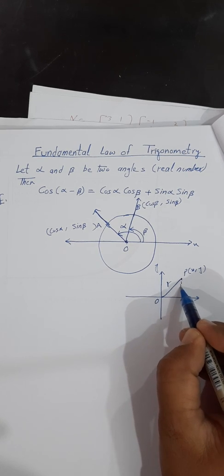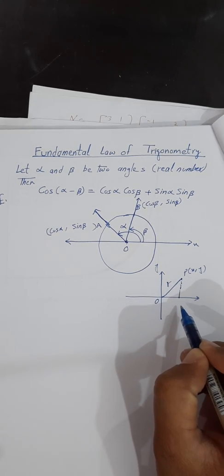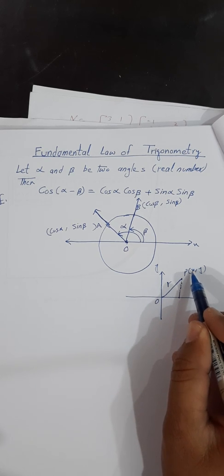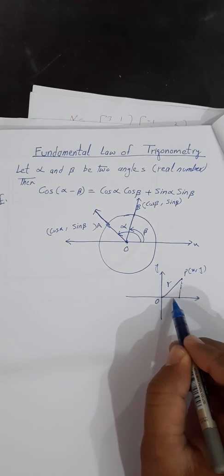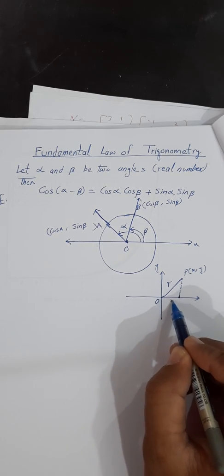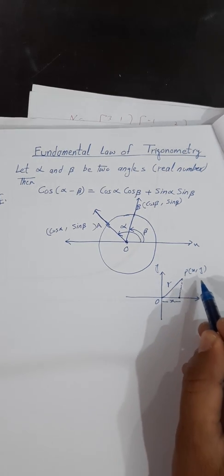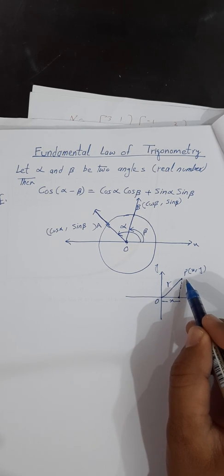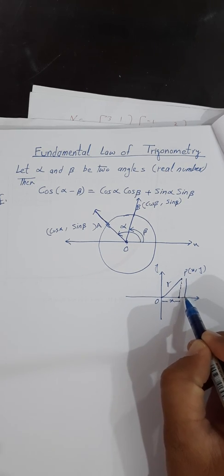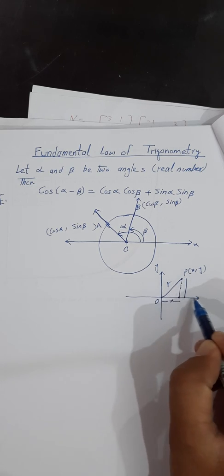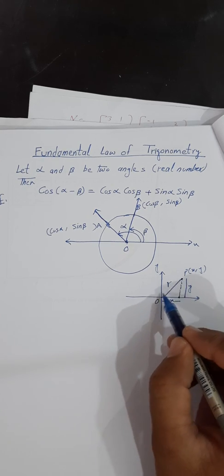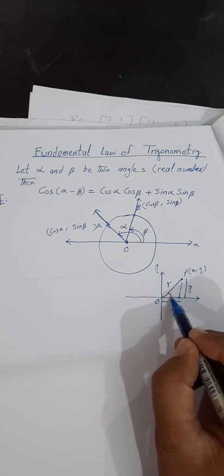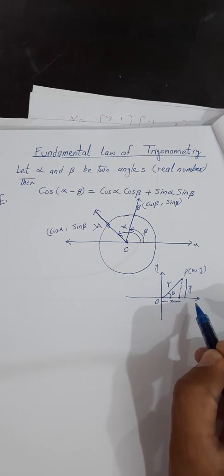If we draw a perpendicular on the x-axis, then what is meant by this point xy? What is this x? Actually, this is the x coordinate. X is the distance from the origin to this point. This is x. What is y? Y is the vertical height of this point from the x-axis. This is called y. This position vector OP makes an angle theta with the positive x-axis.